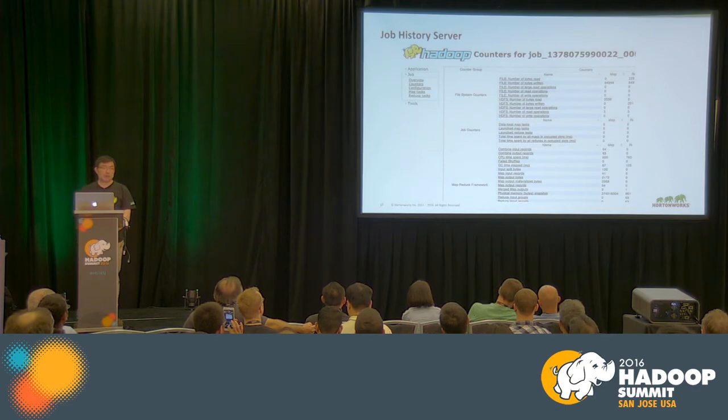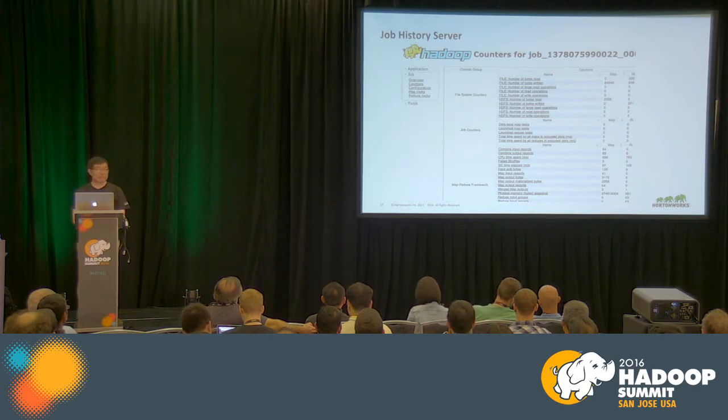This is the job history server, which is for MapReduce only, where you can find your job's detailed information, like how many tasks you launched, how many map tasks and how many reduce tasks, and how much data you are reading and writing in this application.